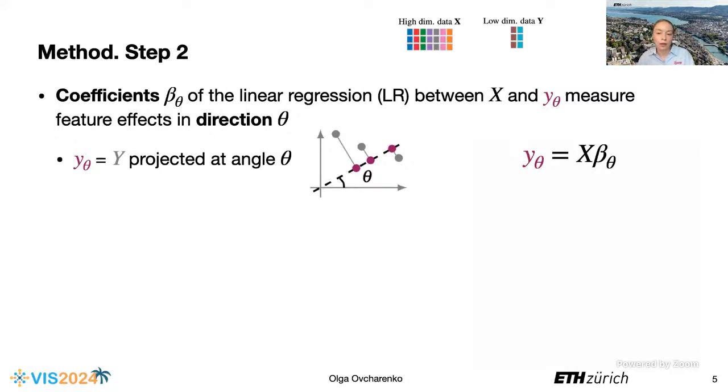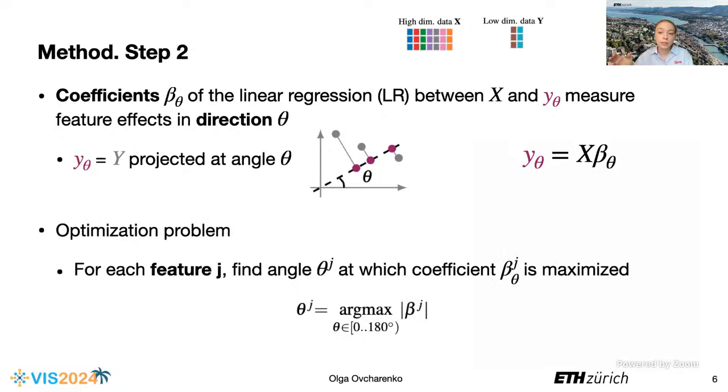Imagine we want to calculate how all features change in the direction of some angle theta. What we can do is project low-dimensional data Y onto the line at angle theta, then calculate the coefficients and fit linear regression. This means that for each feature, we should find an angle at which the coefficient is the biggest, and a naive approach is to iterate through all possible angles between 0 and 180 and calculate coefficients. But we found a faster analytical solution.